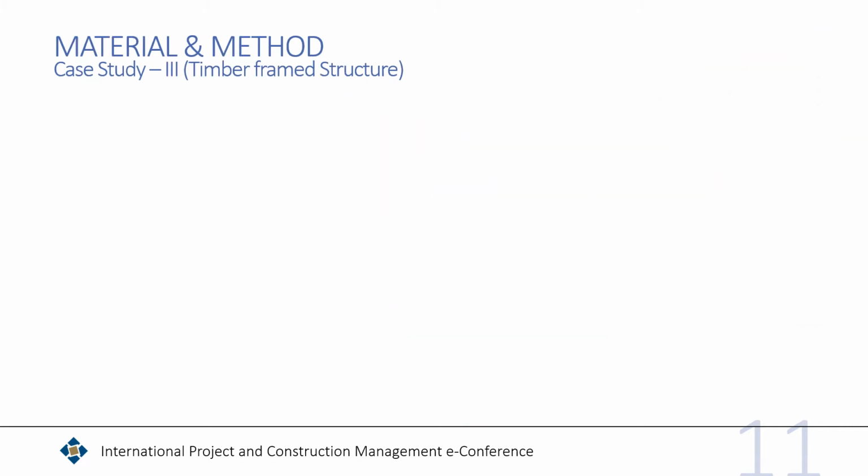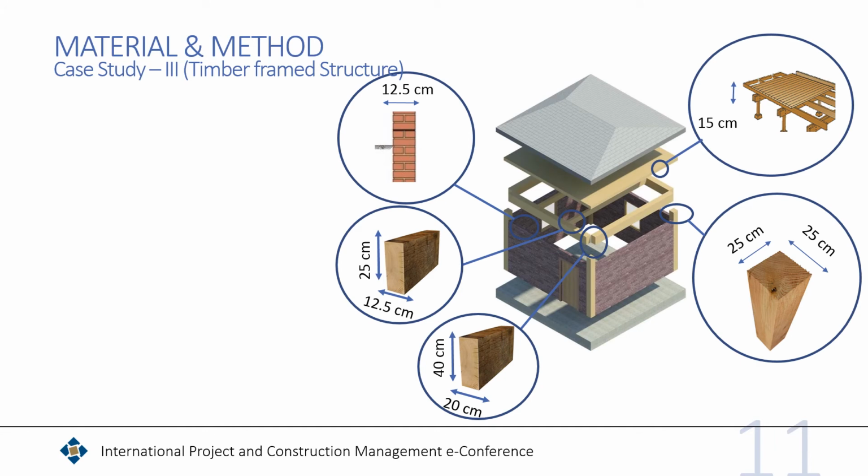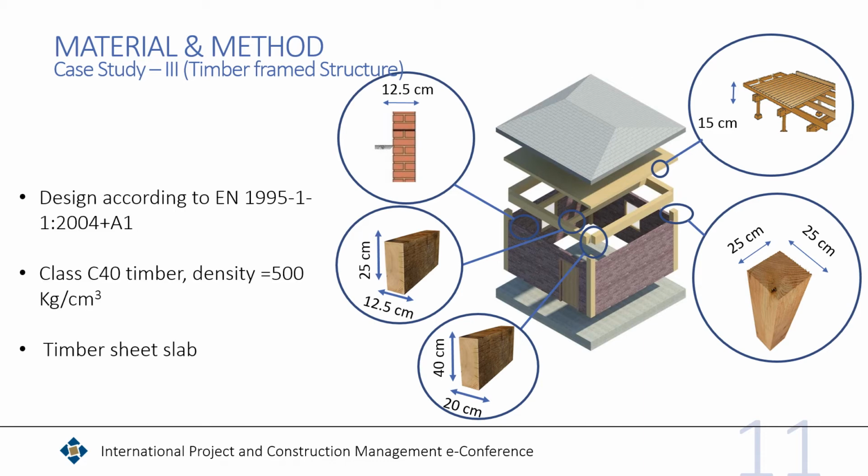For the third case study, the building is designed with timber. For the timber structure, material class of C40 with a density of 500 kg per cubic meter is chosen. The structural elements are designed according to Eurocode 5. You can see the details of columns and beams for these designs in the picture, and also a 15 centimeter thick timber slab is used for decking.